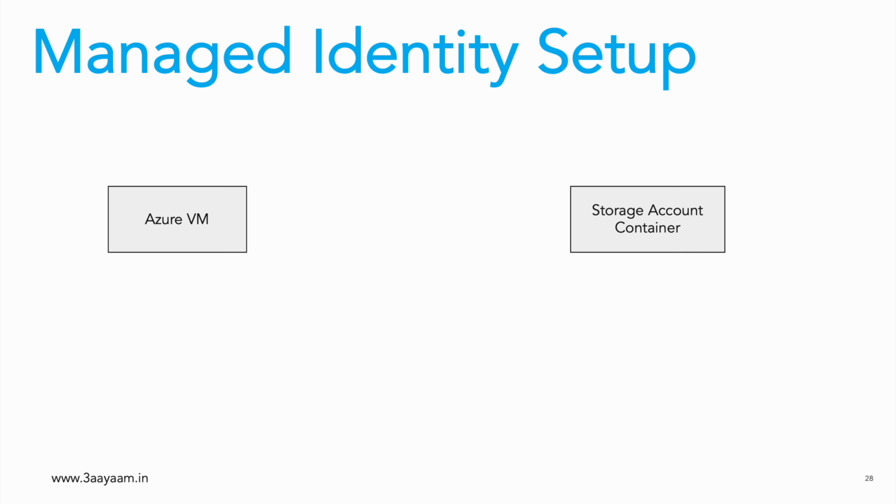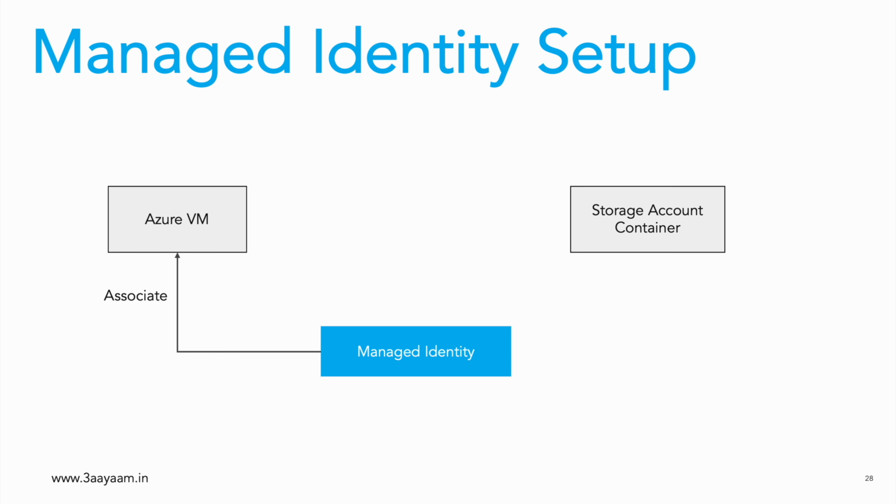So these are the two services, and we'll have to create the managed identity separately, and after creating, we'll have to perform a few steps. In the first step, we'll have to associate the managed identity with the Azure VM. What this association would do is make the managed identity the identity of the VM. So using this, we are giving this non-human entity an identity. That's what a managed identity is. That's why we'll have to associate this.